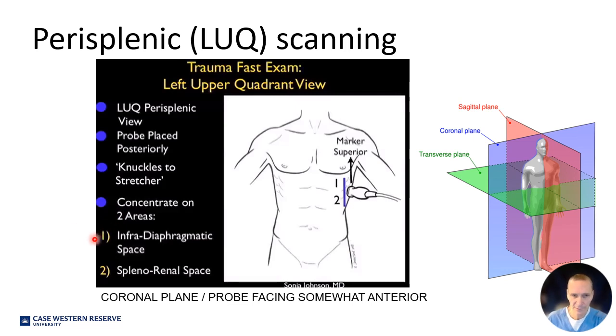Looking around the diaphragm again. Why are we looking around the diaphragm? Well, we want to also look for hemothorax, and then we're looking around the spleen, again, looking for hemorrhage. Generally in the coronal plane, the way this illustrates, we're pointing down, and that's not the case. You're going to kind of come in from the side of the patient, sound waves angled up slightly, so a little pointed anteriorly.